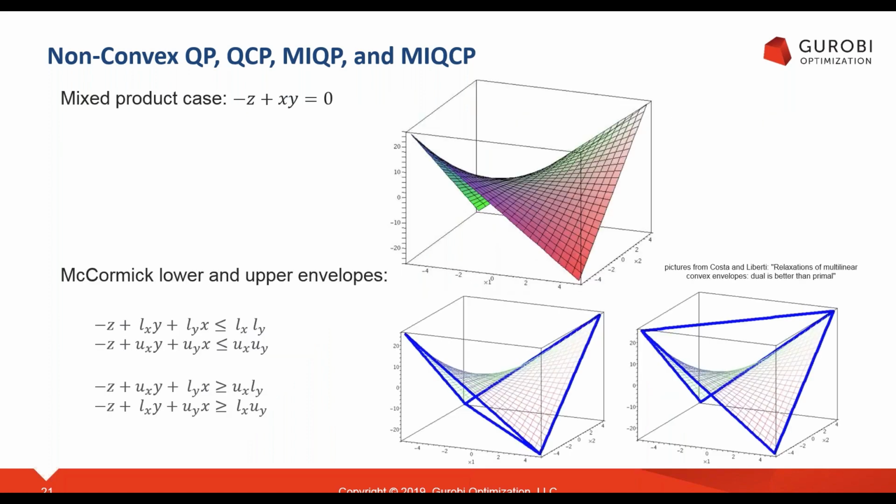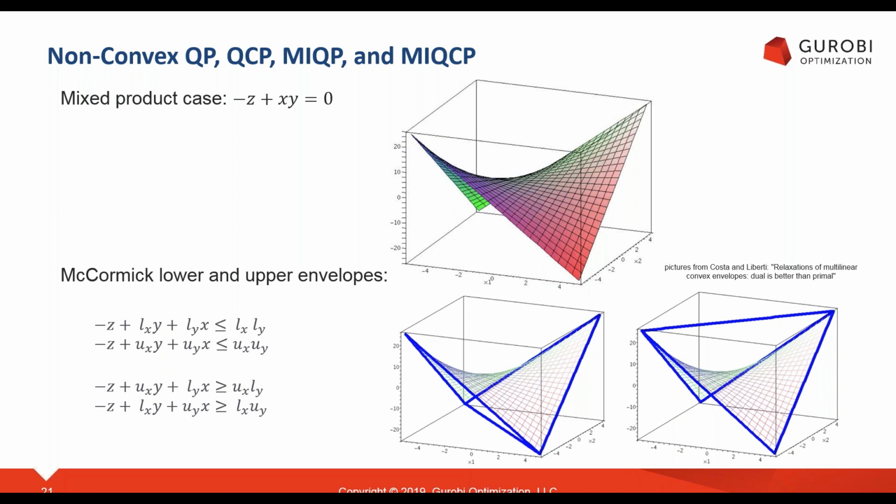Okay, let's look at the mixed product case. So now we are no longer having x squared, but we're having really x times y in our constraints. And this is now a three-dimensional picture that you see here that I took from a paper from Costa and Liberti. And you see here the saddle object here. That is the feasible space of the equation z is equal to x times y.